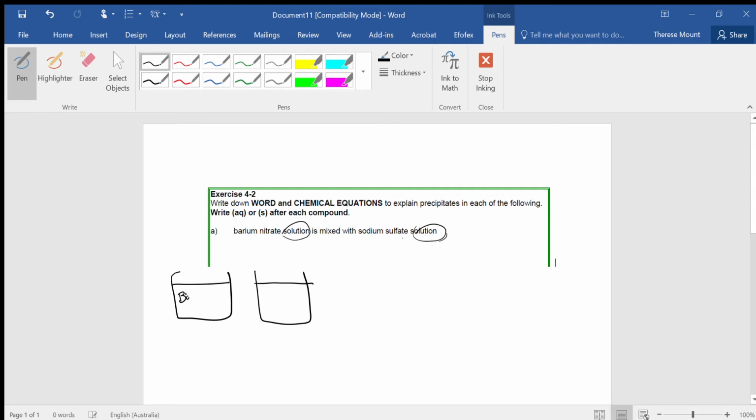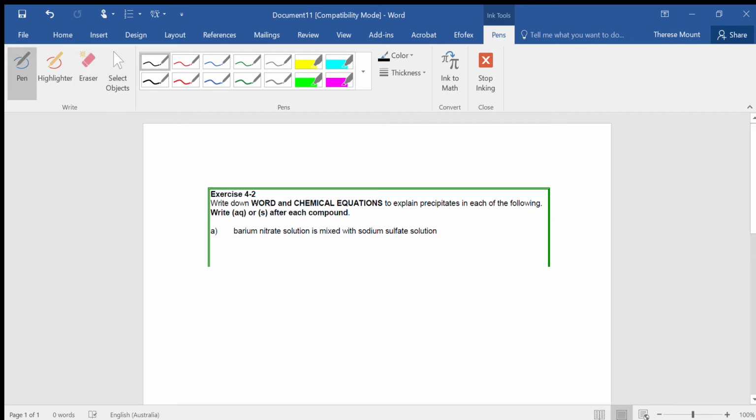So barium is floating around, nitrate's floating around here. They're all just floating around because they've dissolved. And sodium sulfate, they're all just floating around as well because they've dissolved in this liquid. Okay, so now we mix them together. So all of this is going into there, and we're seeing what combinations we get and if we get a solid being formed.